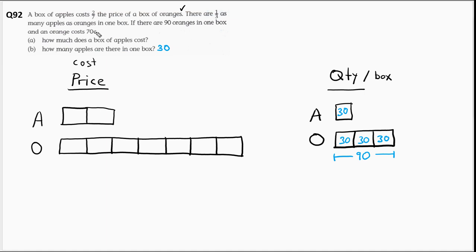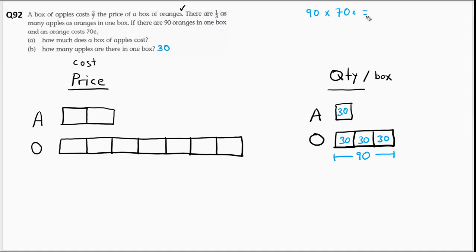Okay, so each orange costs 70 cents. Cents is just like pence and pounds. It works in exactly the same way, which is why I don't bother to change it. So each orange costs 70 cents, and we know that there are 90 in one box of oranges. So let's do it up here: 90 times 70, and let's be clear what the 70 is. The 70 is 70 cents.